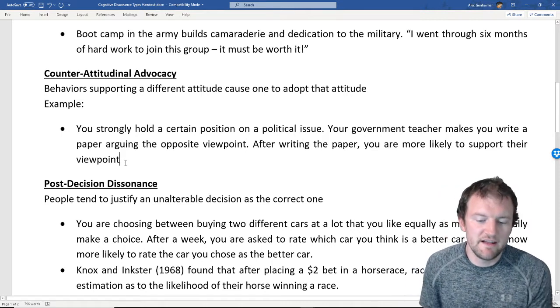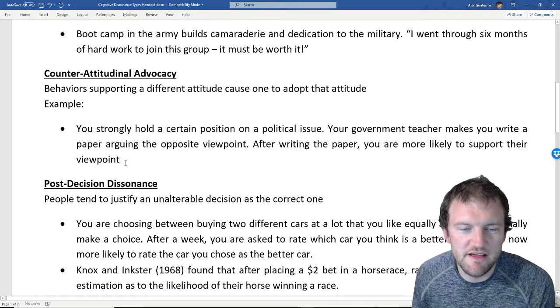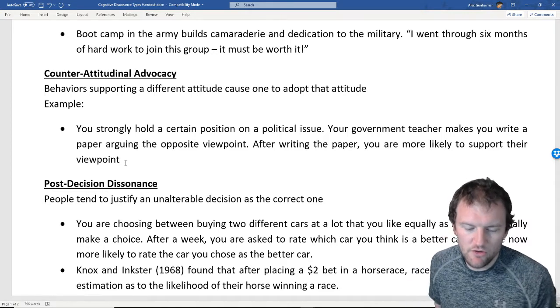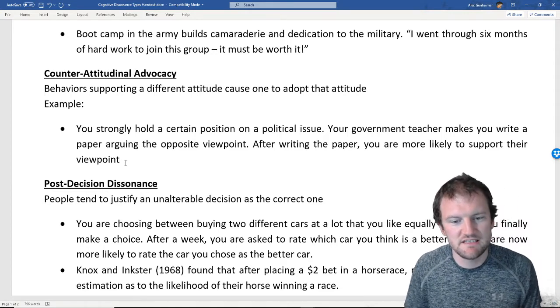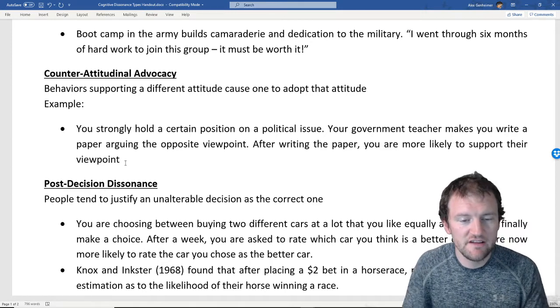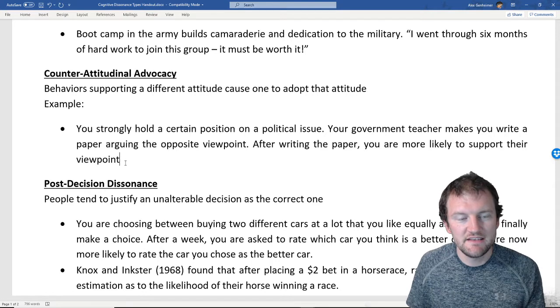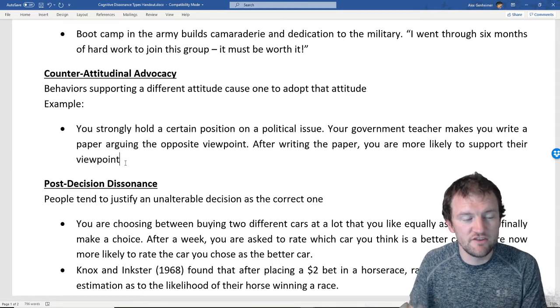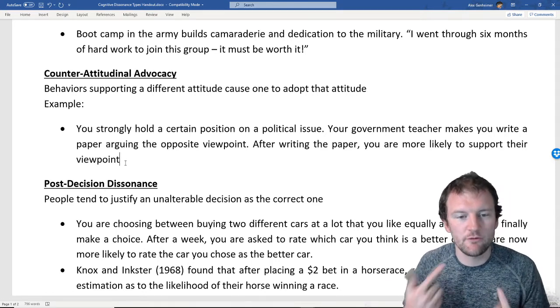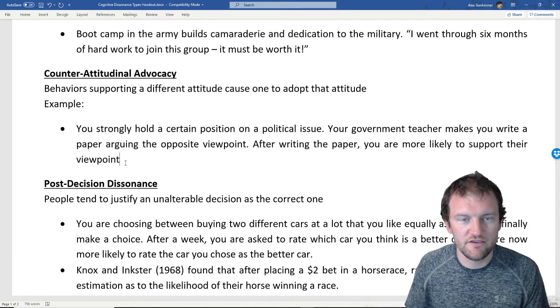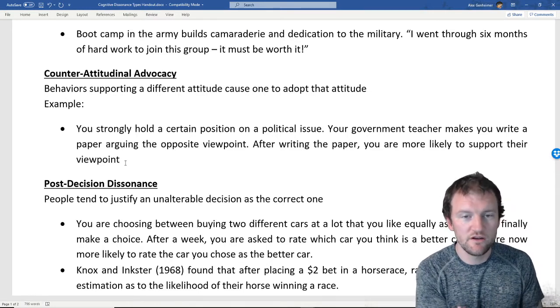So we'll take private versus socialized medicine. It doesn't matter what the issue is, but if you are against socialized medicine and your debate teacher at McGinnis makes you argue for socialized medicine, just the sheer point of doing that, of getting it out of your mouth to say things that are pro-socialized medicine, is going to make you actually be more pro-socialized medicine.